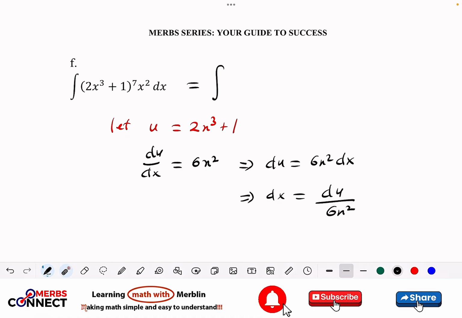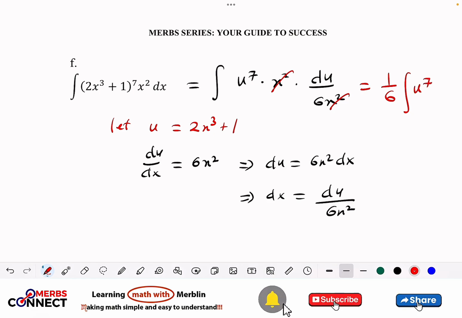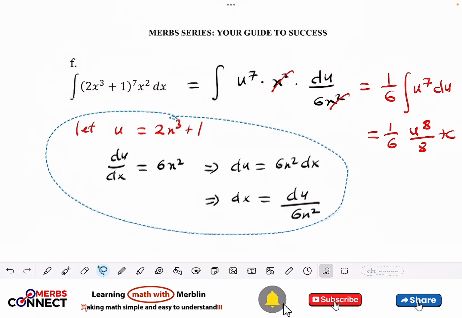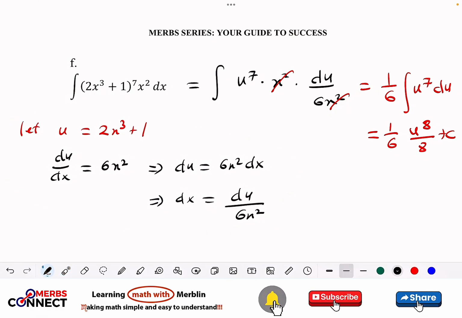So now let's plug them in. Everything here is u, so I'm going to have u to the power 7 times x squared times dx, which is du over 6x squared. x squared will cancel the x squared, so this one will be left with 1 over 6 integration u to the power 7 du, and then 1 over 6 u to the power 8 divided by 8 plus my constant, and I know that u is equal to this. So plug it inside and then you are done. So you see that U-substitution is very simple.